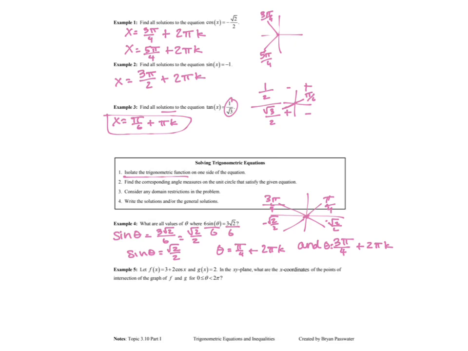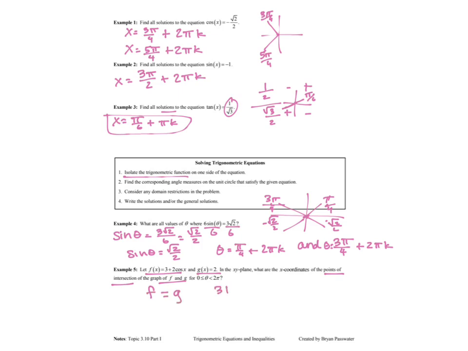We'll go on. Example 5 says, let f of x be this thingy, and let g of x equal 2. In the xy plane, what are the x coordinates of the points of intersection? So what are we going to do here? Set them equal to each other. They're points of intersection of the graph of f and g. So we're going to set f equal to g.